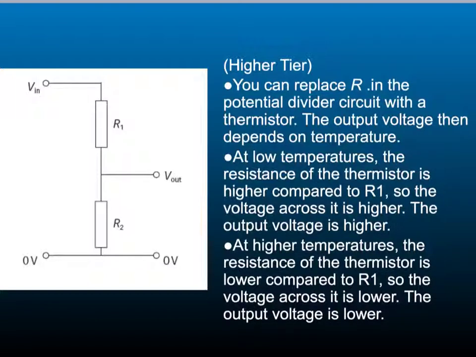At high temperatures, however, when the resistance of the thermistor is low compared to R1, the voltage across it is lower. So this voltage would not be high enough to turn the heater on. So at high temperatures, the heater would remain off.